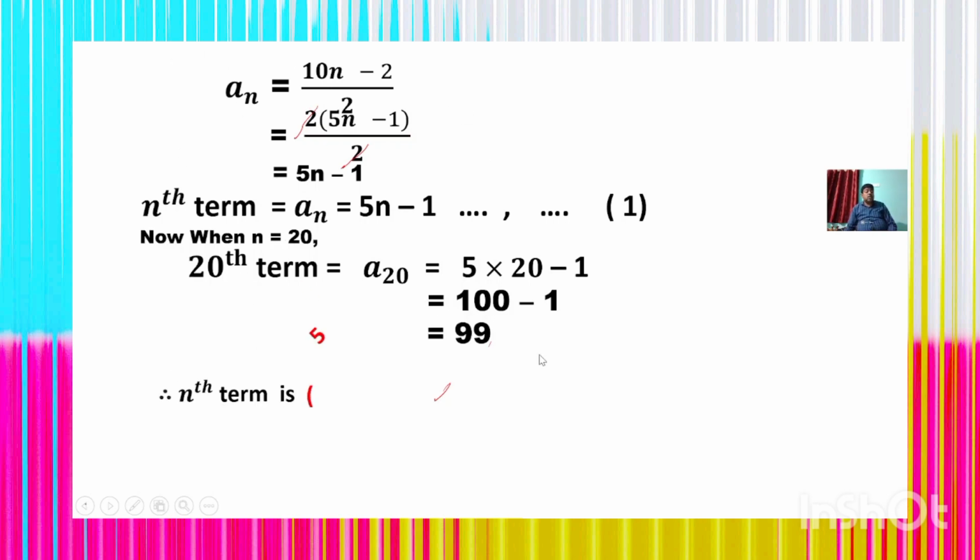Thus, in both the methodologies, we understood that the nth term of the AP is 5n minus 1 and its 20th term is 99. I hope you understand; you can apply different kinds of methodology while solving similar kinds of problems. It will help and guide you to solve different kinds of problems.